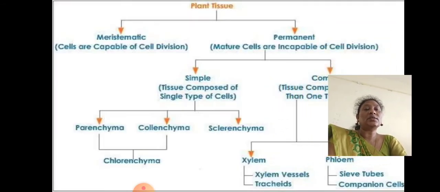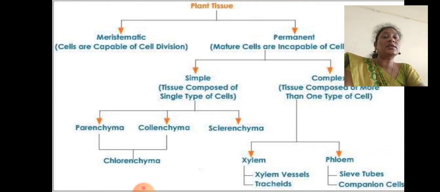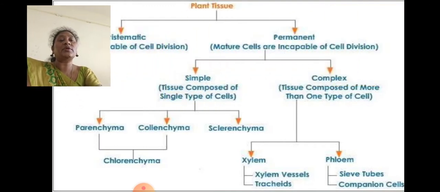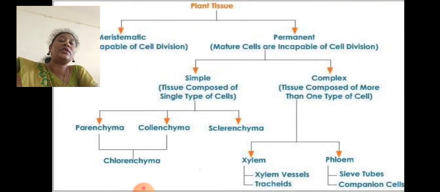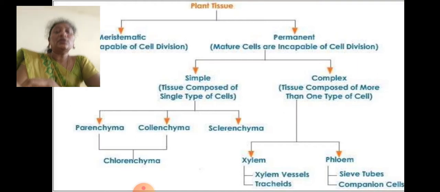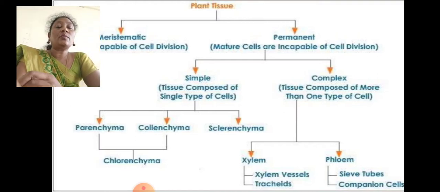So it is a flow chart. Plant tissues: meristematic tissue, the cells capable of division. Permanent tissue, mature cells incapable of cell division, they don't divide. Okay, coming to the simple tissues. Permanent tissues are again divided into simple tissues and complex tissues. Tissues composed of a single type of cells are parenchyma, collenchyma, sclerenchyma. So parenchyma and collenchyma together form the chlorenchyma, and also they form aerenchyma.